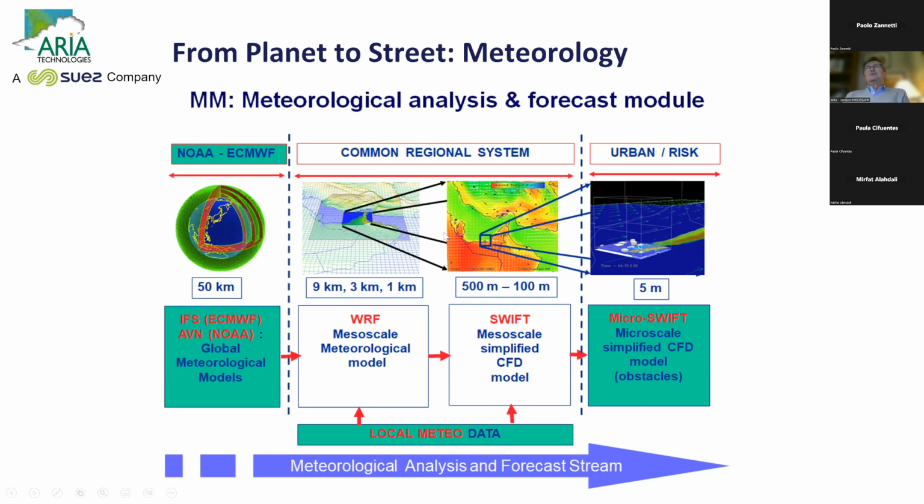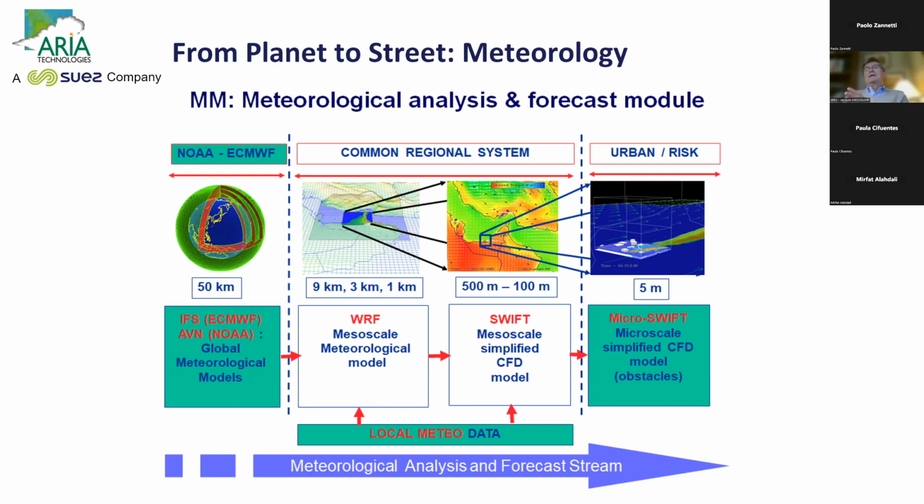And this is to show that we can have a much higher resolution wind field, and we can go down to scales that are of the order of 500 meters, and then to go down to the urban scale, that is with resolution as high as 5 meters, we need to introduce the obstacles. And here we have a special CFD model, which is different in coordinates and in nature from the models like WRF and SWIFT.